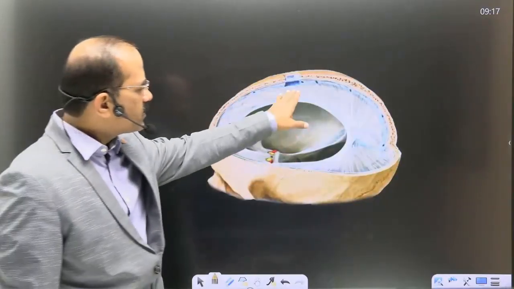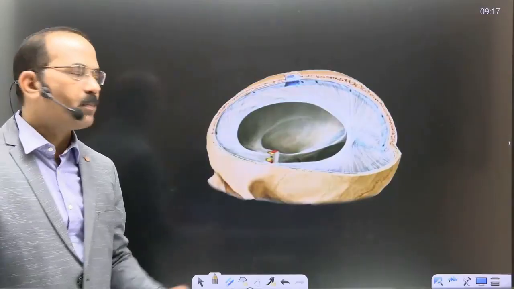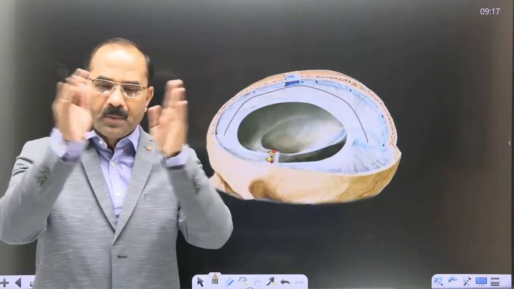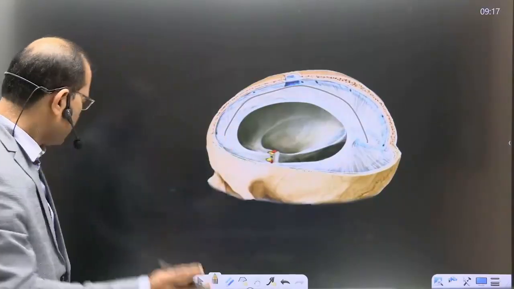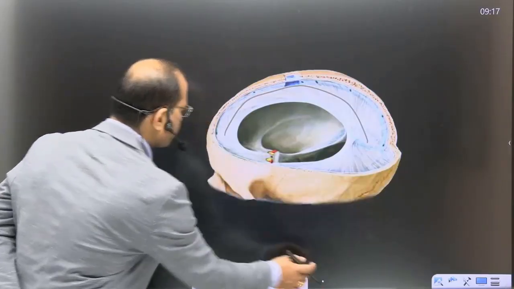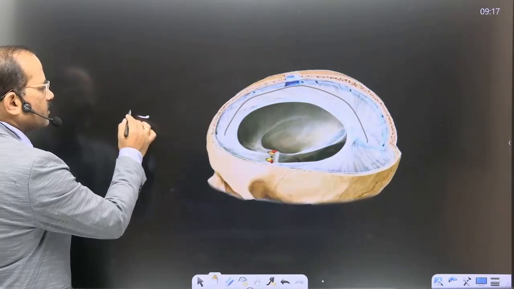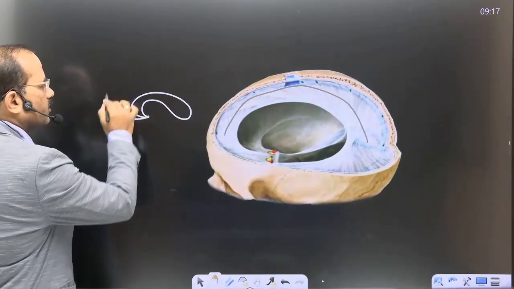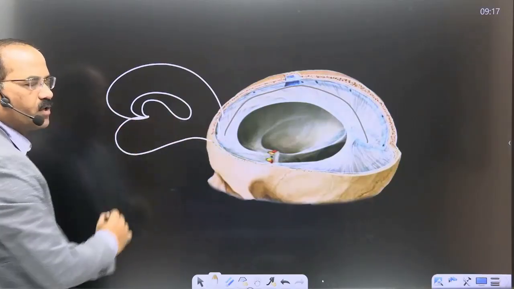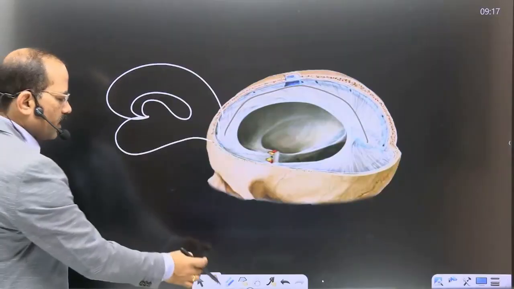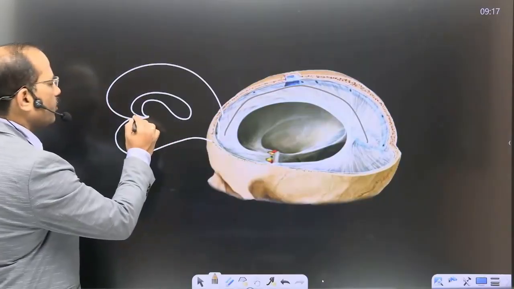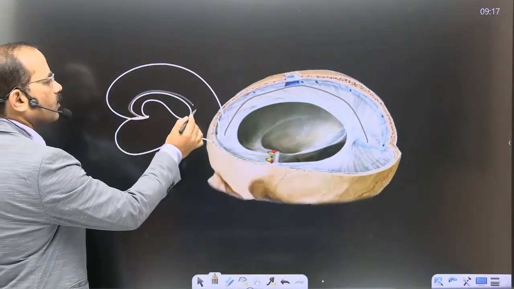Now, this is a fold of dura mater which is going to separate the two cerebral hemispheres. Like if you try to understand this, one moment. Okay, so that's the section of the brain that I'm drawing here for you. Right. So what is this? That's the corpus callosum. Now the lower border of this fold is attached to the corpus callosum.